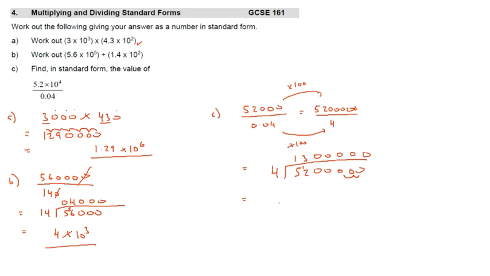So the answer was 1, 3, 1, 2, 3, 4, 5 there. Sorry, my fault. All right, and this would be 1.3 times 10 to the power of 6 in the end. Okay, 1.3 times 10 to the power of 6. And then with that, we are done.